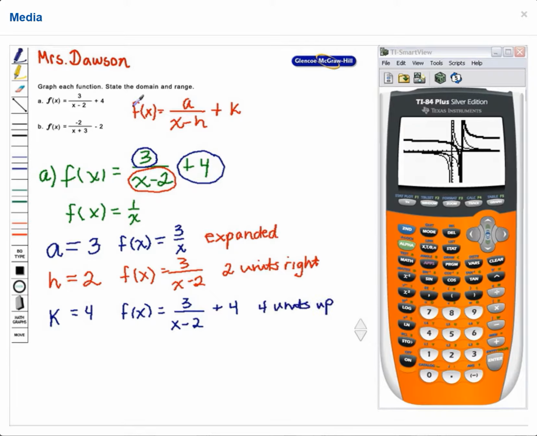The other thing we'll want to do for part A is to state the domain and the range. Notice that we're dividing by x minus 2. Because we cannot divide by 0, x minus 2 cannot be equal to 0, which means 2 is not in the domain. So our domain of part A would be all values of x such that x is not equal to 2.